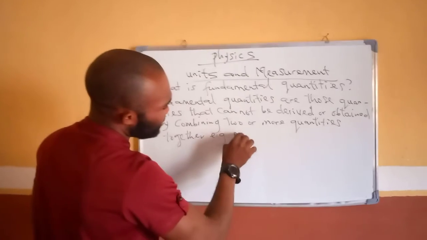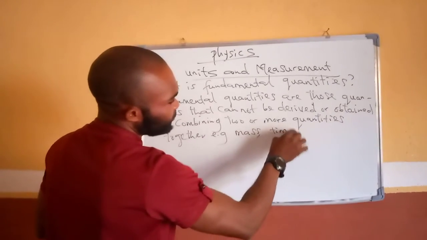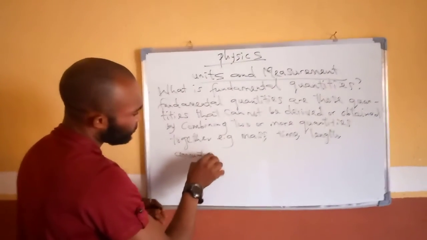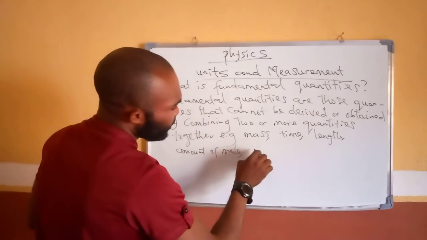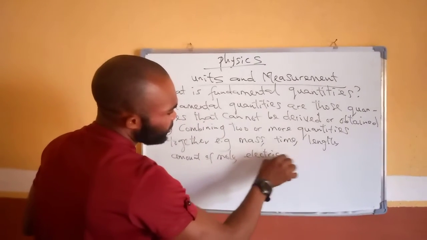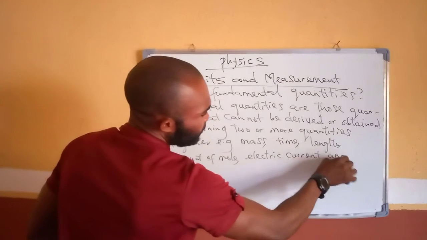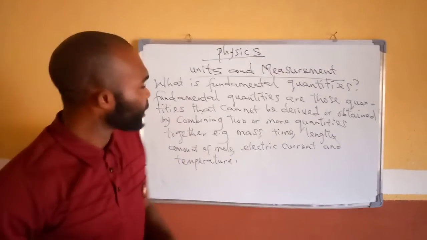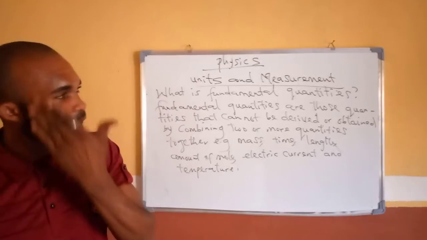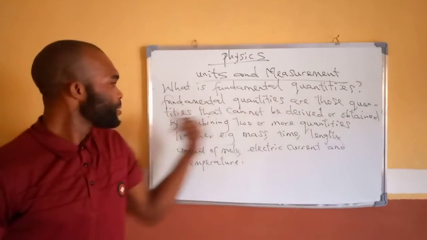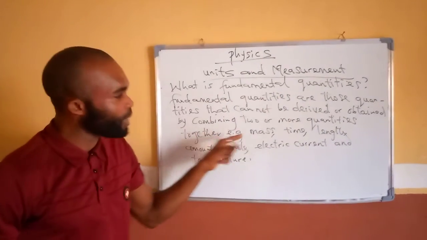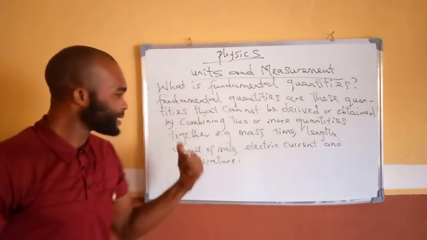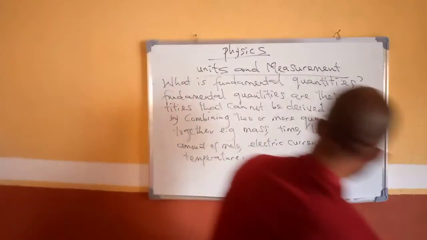For example, we have mass, we have time, we have length, we have amount of mole, electric current, and temperature. Stop. Now let's look at it. What are fundamental quantities? Fundamental quantities are those quantities that cannot be derived or obtained by combining two or more quantities together. For example, we have mass, time, length, amount of mole, electric current, and temperature. Am I understood? Now let's continue.